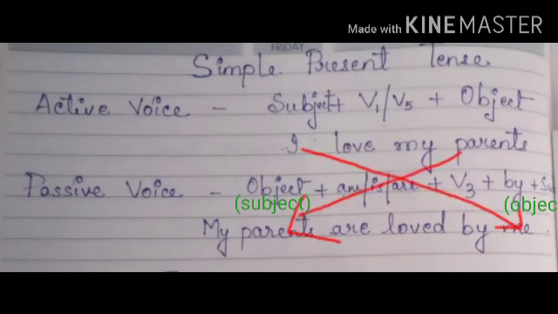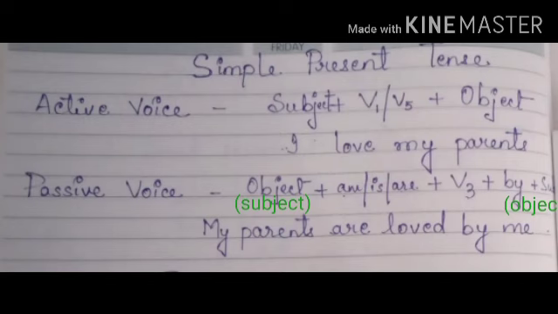Now what will be the conversion? My parents, here my parents in the active voice, my parents is the object, so my parents will come and become the subject in case of passive voice. So my parents, because this is plural, will use the plural verb are, V3 loved, by the subject in the active voice I. When it is converted into passive voice, it becomes me. So my parents are loved by me.